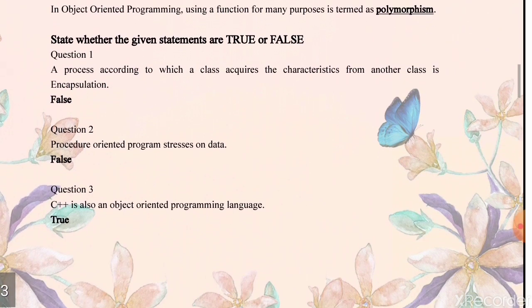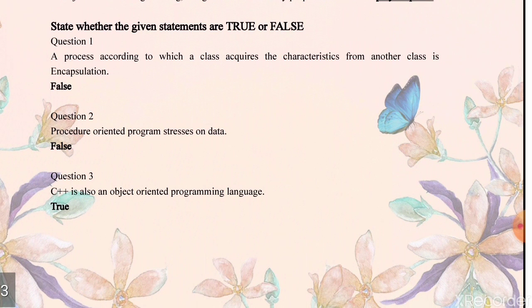Now true or false. Your first is, a process according to which a class acquires the characteristics from another class is encapsulation. No, I have told you already that when a class acquires the characteristics from another class, that is called inheritance. That's why it will be false. Now, procedure oriented program stress on data. So this is false because object oriented programming stress on data.